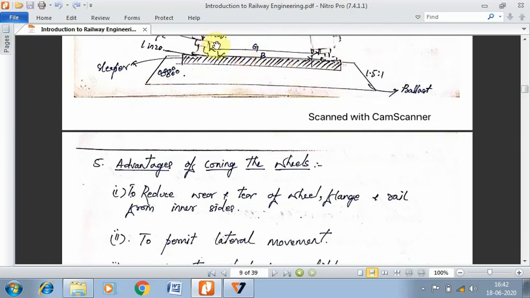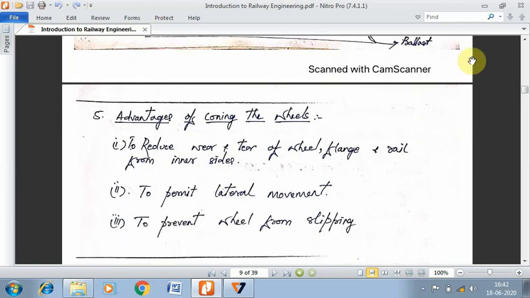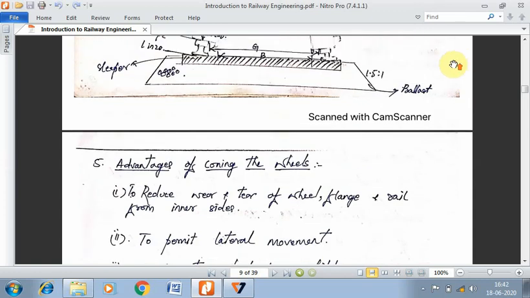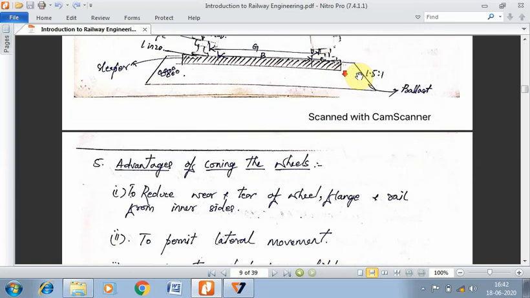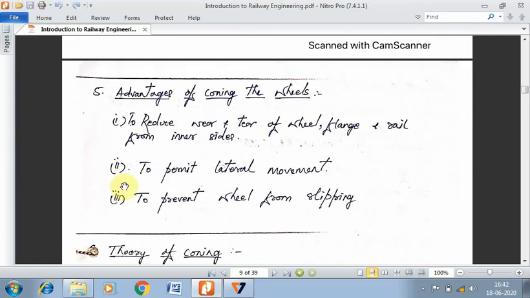Then because of this coning process, you will have a chance of a smoother lateral movement of the vehicle, either to the right or to the left. Okay, the lateral movement of the vehicle will be free, and it will not cause discomfort to the passengers who are traveling within the vehicle. Also, it prevents the wheel from slipping. This coning prevents the wheel from slipping from its original position. So these are the advantages of giving coning to the wheels.